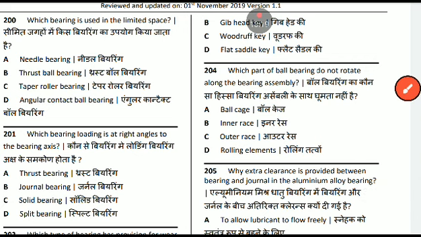Which part of ball bearing does not rotate along the bearing assembly? Option A, ball cage, inner race, outer race, rolling element. Outer race.